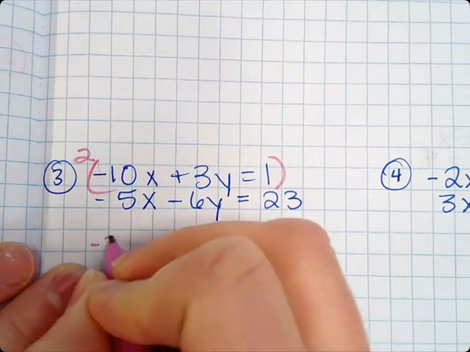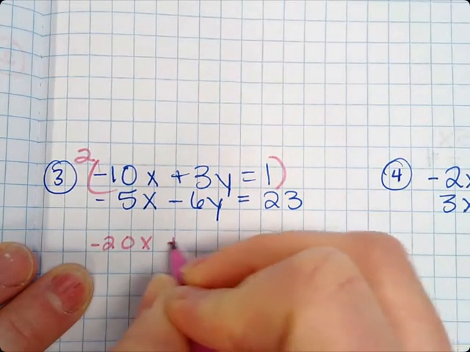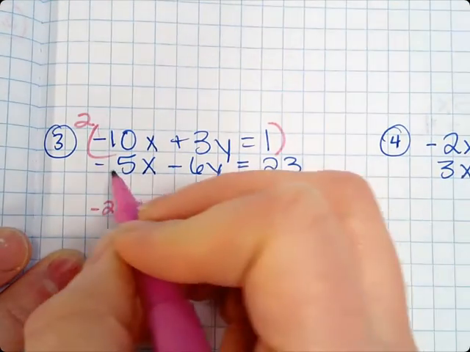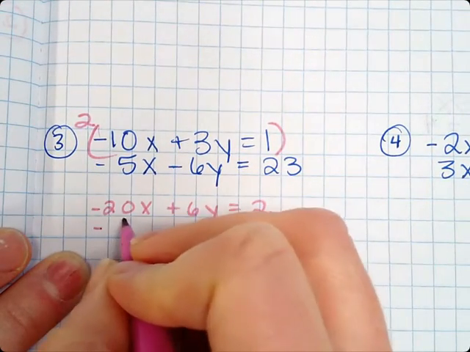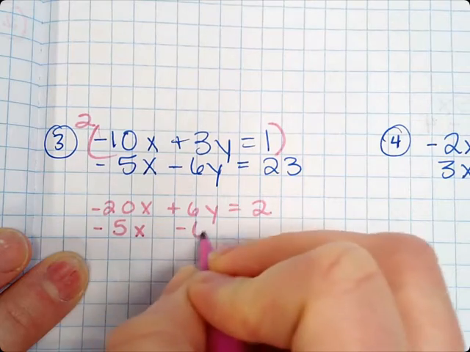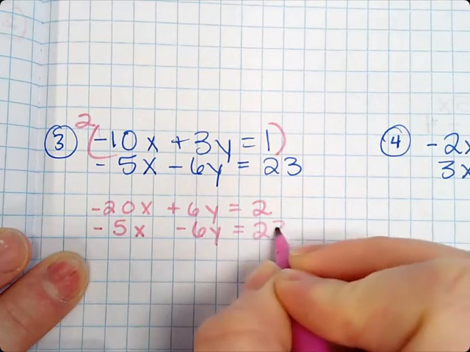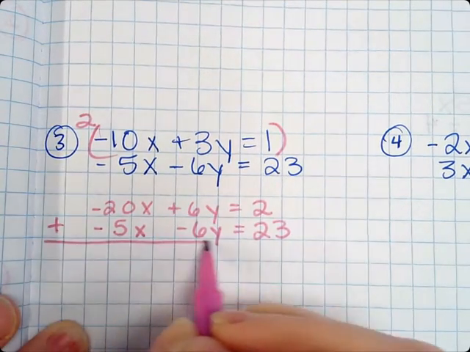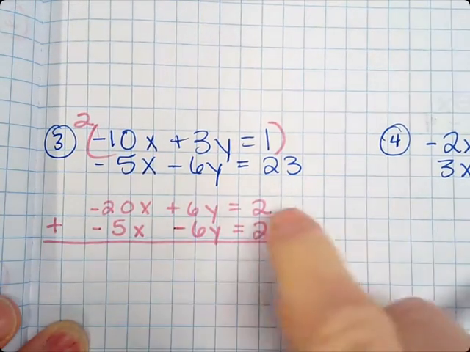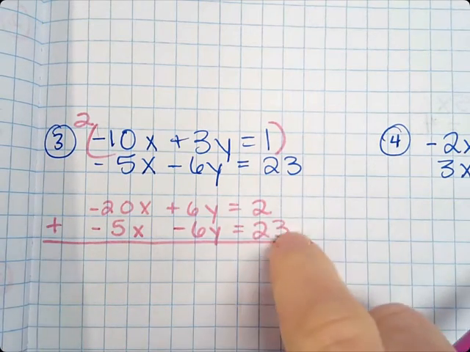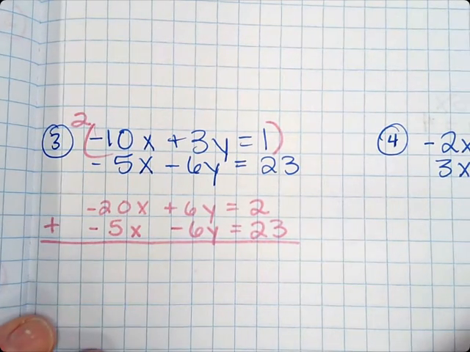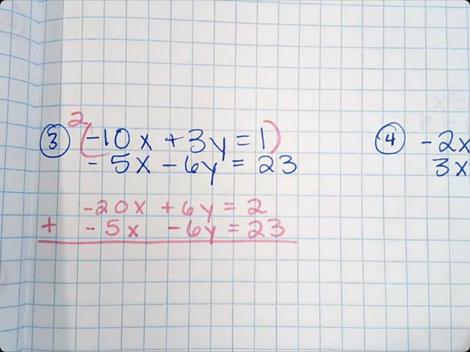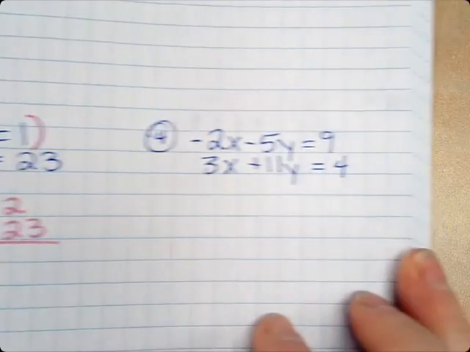So then we have negative 20x plus 6y equals 2. And then we have the same second equation. Okay, so that should get you started. Add them together. Some people forget to add those, so be careful with that. Okay, so that's your hint on number 3. So you can finish that. Okay, number 4.